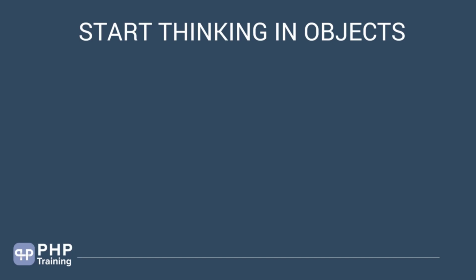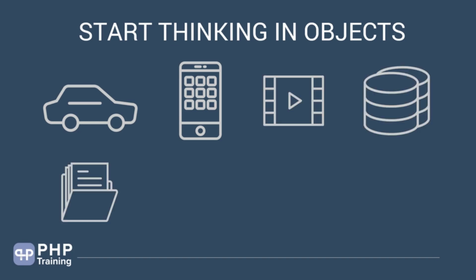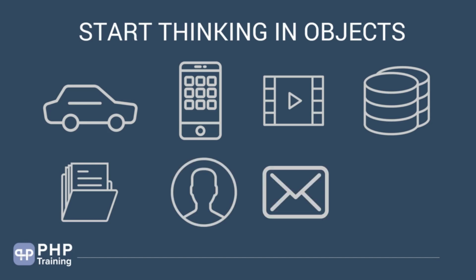Stop thinking about how do I define variables, what should my variable name be, what are my methods, and how should I put my sequential flow. Shall I put this in this file or should I put it in that file? That is basically thinking in procedural. I want you to make a paradigm shift in how you think about your program. You have to start thinking in objects, right? When I say objects, it could be a car object, it could be a phone object, it could be a video object, a database, files and folders, a user, mail, and a download option.